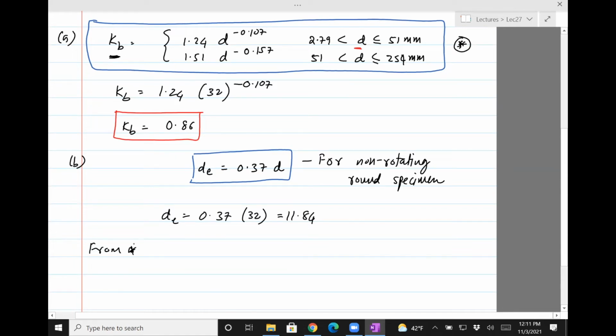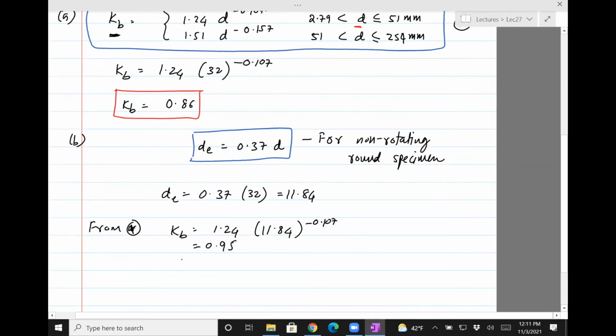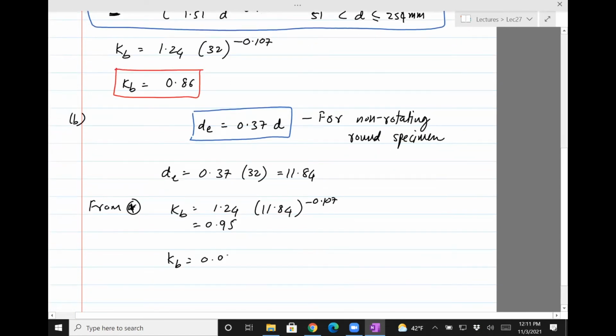So from asterisk, we have KB equals, so use the top one, 1.24 times 7.84 raised to minus 0.107. Okay, so that comes out to be 0.95. So KB is 0.95.